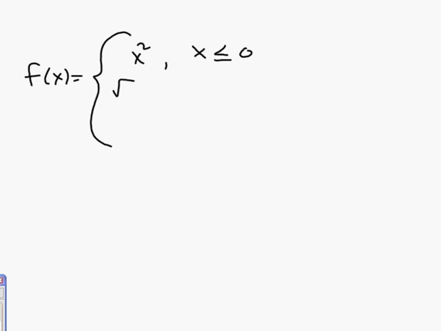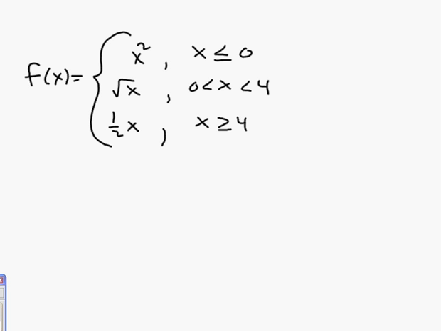So let's consider the following piecewise function. f of x equals x squared for x less than or equal to 0, rad x, or square root of x, for 0 is less than x is less than 4, and 1/2 x for x greater than or equal to 4. Okay. And our goal here is to create a sketch of what this graph's going to look like.